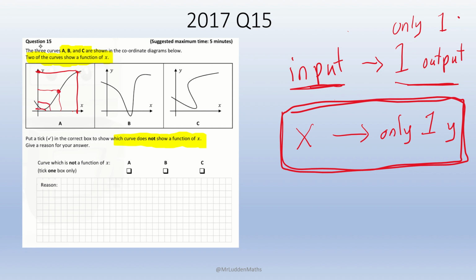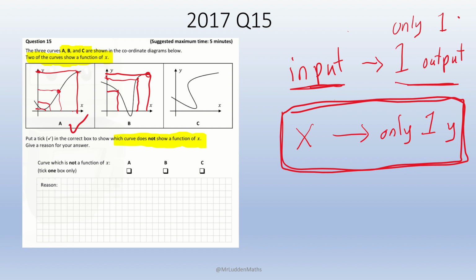So this one right here is a function, because each of my values for x only hits the graph once, therefore only corresponds once to the y-axis. The same thing happens in B. I know the graph looks a small bit different, but if I put a line up and a line straight across, it's only going to hit my graph once. There and there. Only going to hit the graph once.